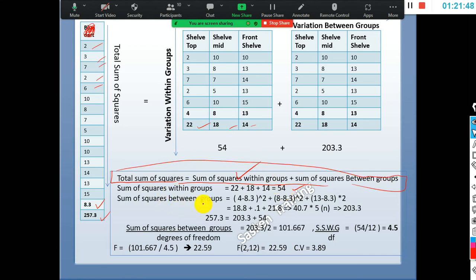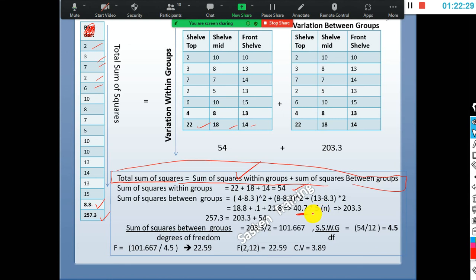Good. Next one is sum of squares. Sorry, this is within groups. And next one is between groups. We need to find out between groups. In this case, what we are doing is slightly different. We are subtracting each group mean from the overall mean: 4 minus 8.3 and 8 minus 8.3 whole square plus 13 minus 8.3 whole square, and whatever you get here, you will get something like 40.7. This is how you need to obtain the value for the sum of squares between groups.